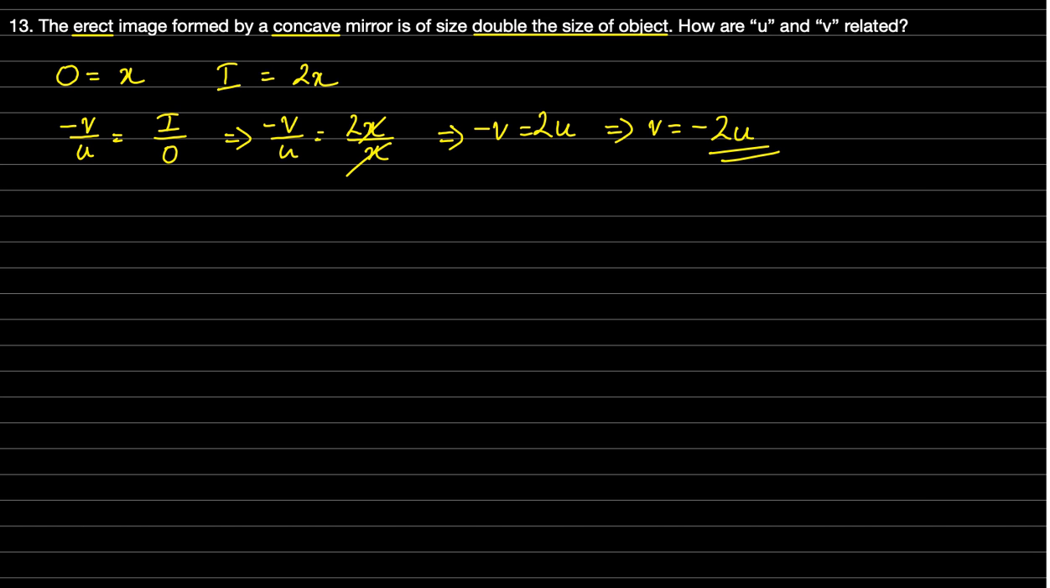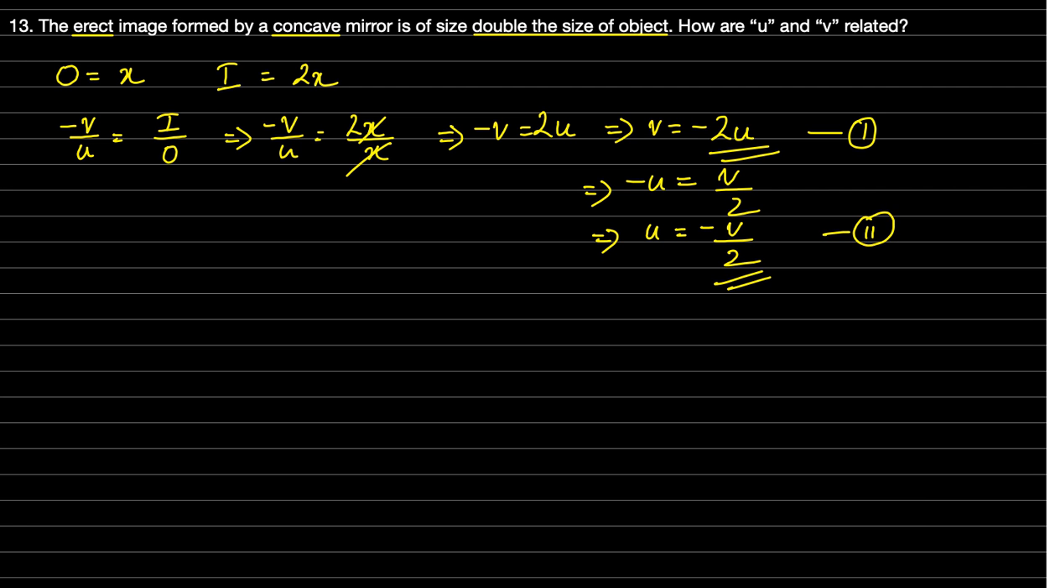Or if you want to get u in terms of v, we will take this 2 to the other side. So we get minus u is equal to v by 2, or u is equal to minus v divided by 2. So these are the two possible things. Let's call it as equation 1, and this is going to be equation 2.